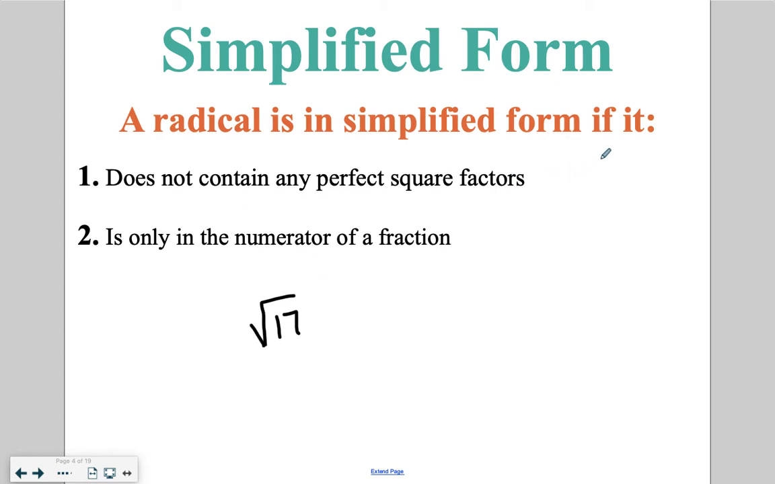In order to have that be simplified, 1, it can't contain any perfect square factors. We'll go over what a perfect square is in a minute. And 2, you can only have a radical in the numerator of a fraction. So if I have the square root of 17 over 2, that's simplified. If I have the square root of 17 over the square root of 2, then that would not be simplified. So you can only have a radical in the numerator of a fraction.